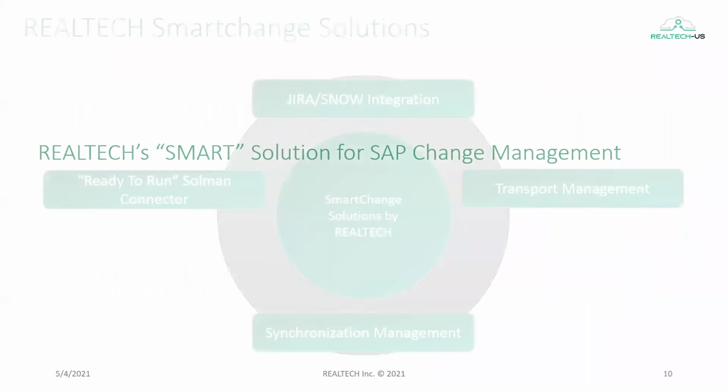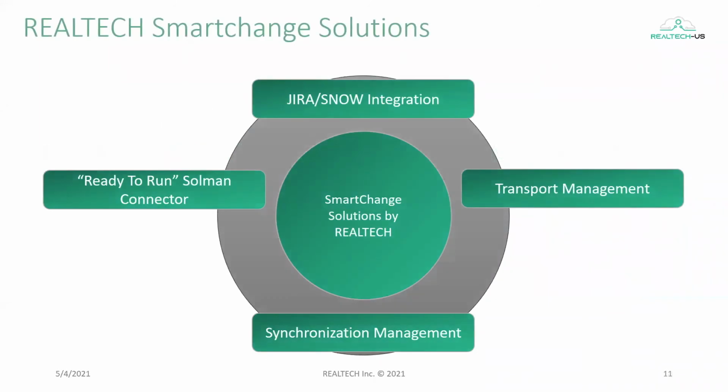So a little bit about what is REALTECH and what is SmartChange, right? So our solution really comes with, I like to call it 4 modules, right? We have our integration framework module. We have our transport management module. We have synchronization management, which is really the retrofitting piece that integrates with transport management, which is the technical move machine for SAP transports.